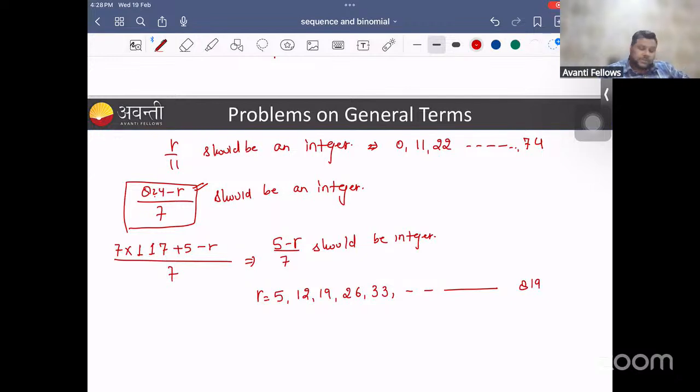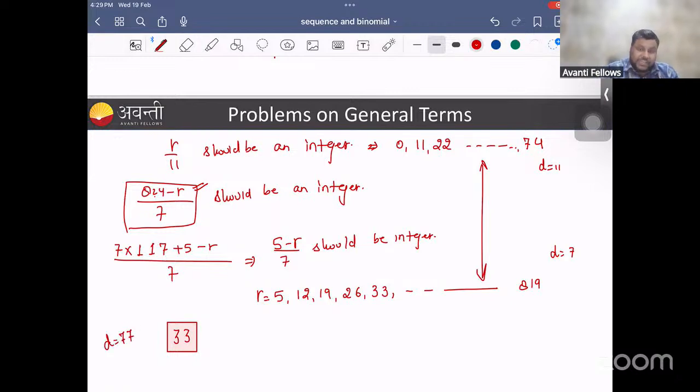Yes or no? Now what you have to consider, you have to find the common terms in these two. Yes or no? So the first common term that I find is 33. And see, the first AP is 0, 11, 22, having common difference 11. Second AP having common difference 7. So the AP which is consisting of their common terms will be having common difference as 77.